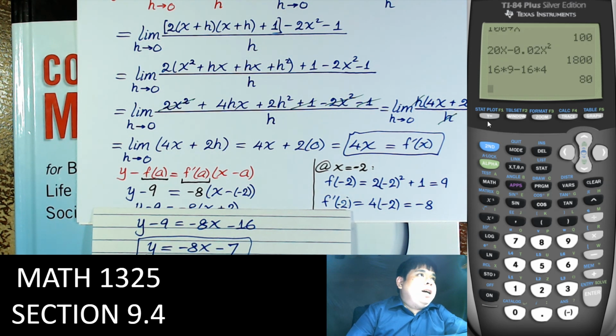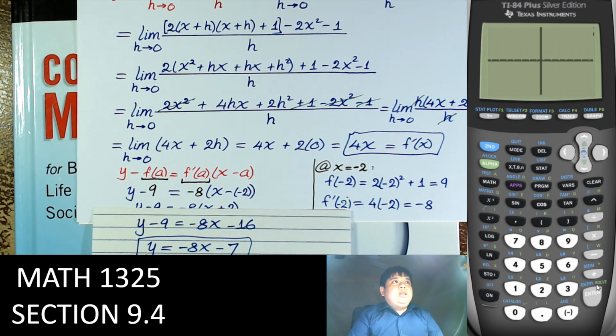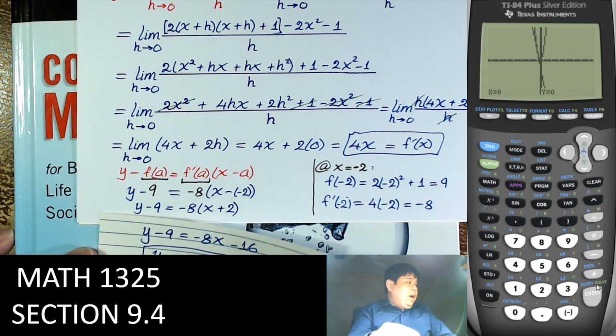Right. Now let's graph them and see what we have. We have 2x squared plus 1, and then we have the line -8x minus 7. Right, let's take a look. This is 2x squared plus 1, and there is the tangent line to the function. If we zoom out, maybe we see a better picture. So that is that, and then there's a tangent line to it.